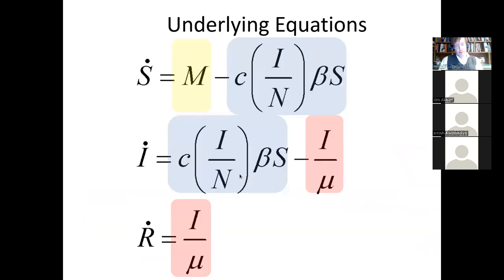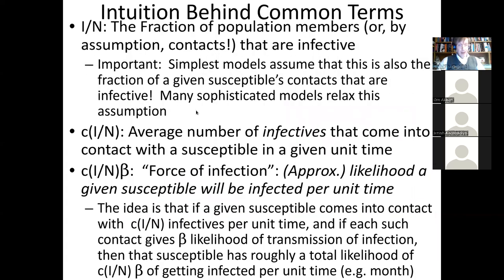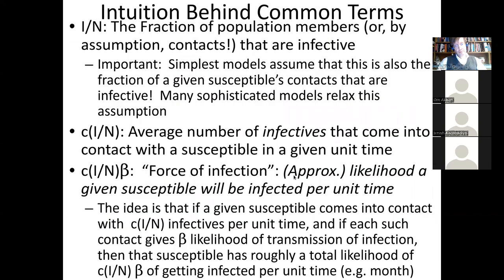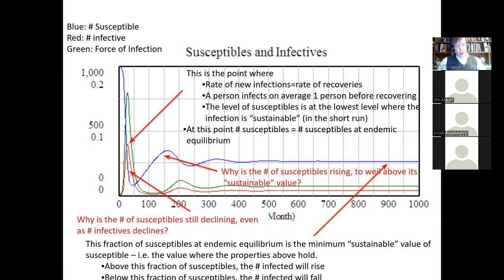I'm showing this one for this model, which is slightly different. But at the point where I is at its maximum for this model, what is the case? At the point where I is at its maximum, what's the rate of change of I? Yes, infectives equals recoveries. Yes, the rate of change of infectives is zero. It's not going up, it's not going down, it's staying the same. Inflow equals outflow. Good.